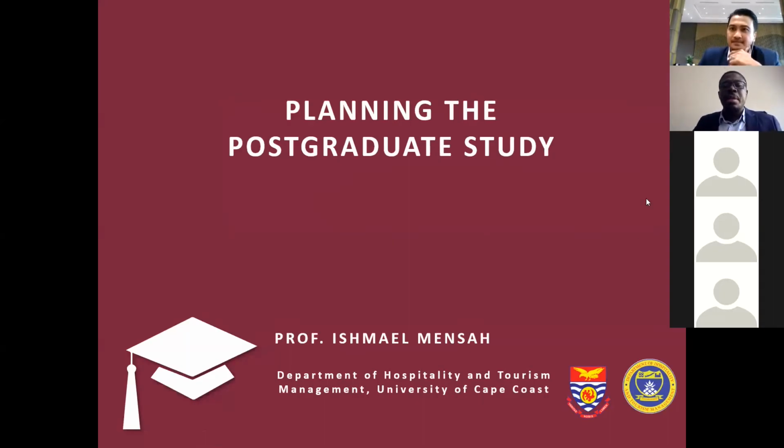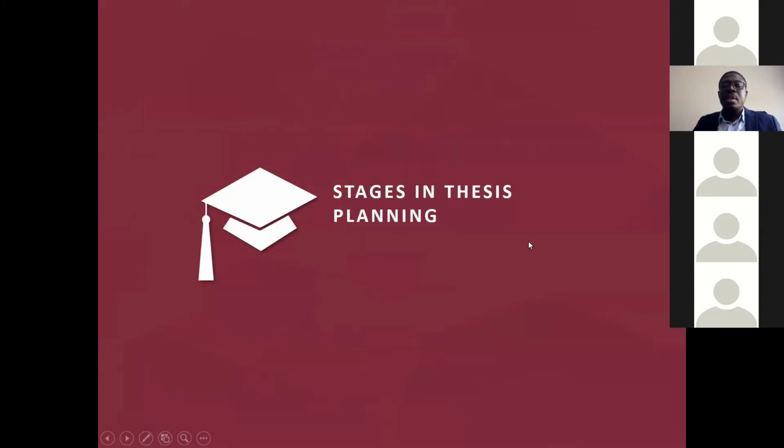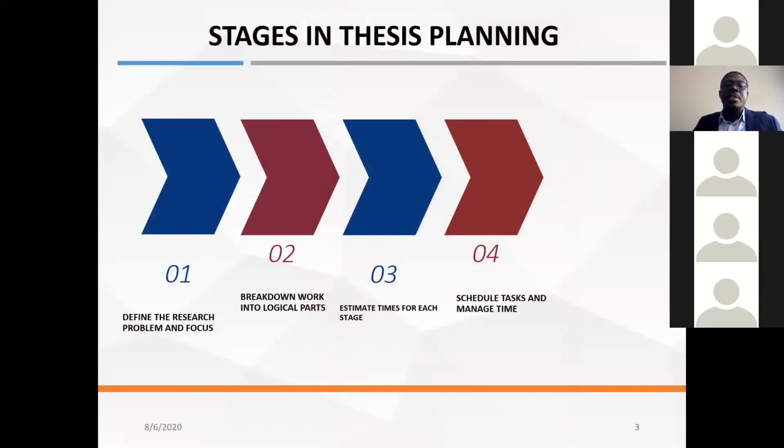So as I said, the PhD or postgraduate planning process involves a series of stages. Can we move to the next slide, please? Yes, it involves 4 main stages: the definition of the research problem and focus, the breakdown of the work into its logical parts, and then you estimate the time for each stage, after which you schedule the tasks and then you manage your time. And time management is very critical. I'll take you through specifically what you have to do at each stage. So please, let's move on.